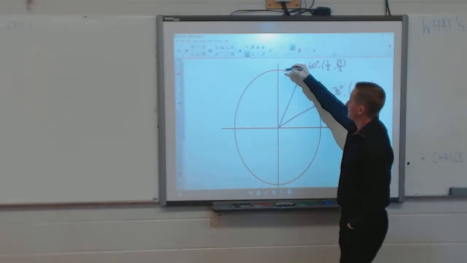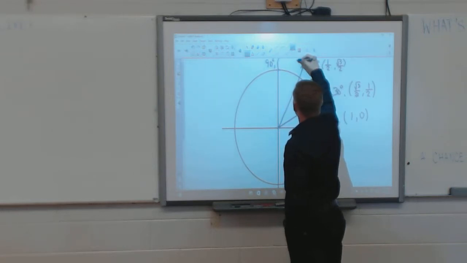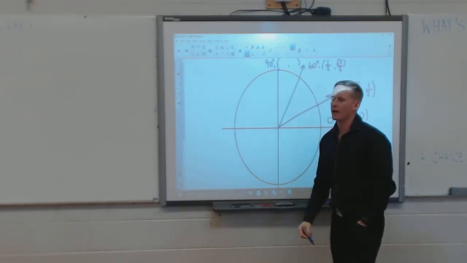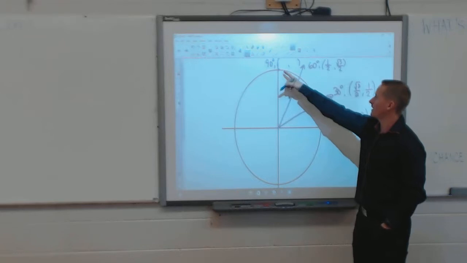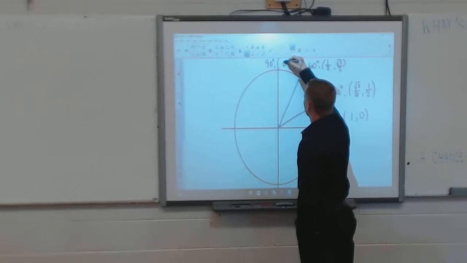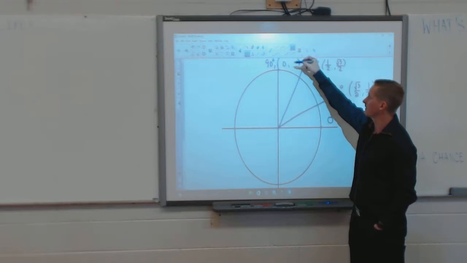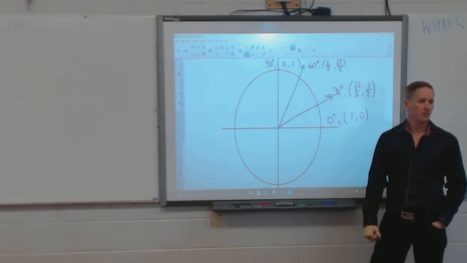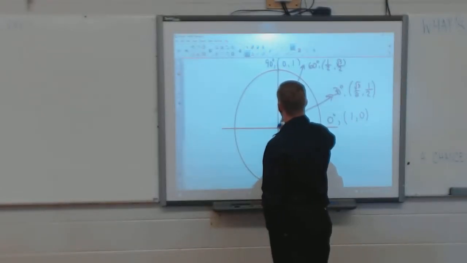Okay, so that takes us up to 90 degrees now. What's the coordinate at 90 degrees? What's the cos of 90? What's the x value right here on the y-axis? And the radius is what? So then what's the distance from here to here? 1. 0, 1, right? Okay, so there's the part of the first quadrant.